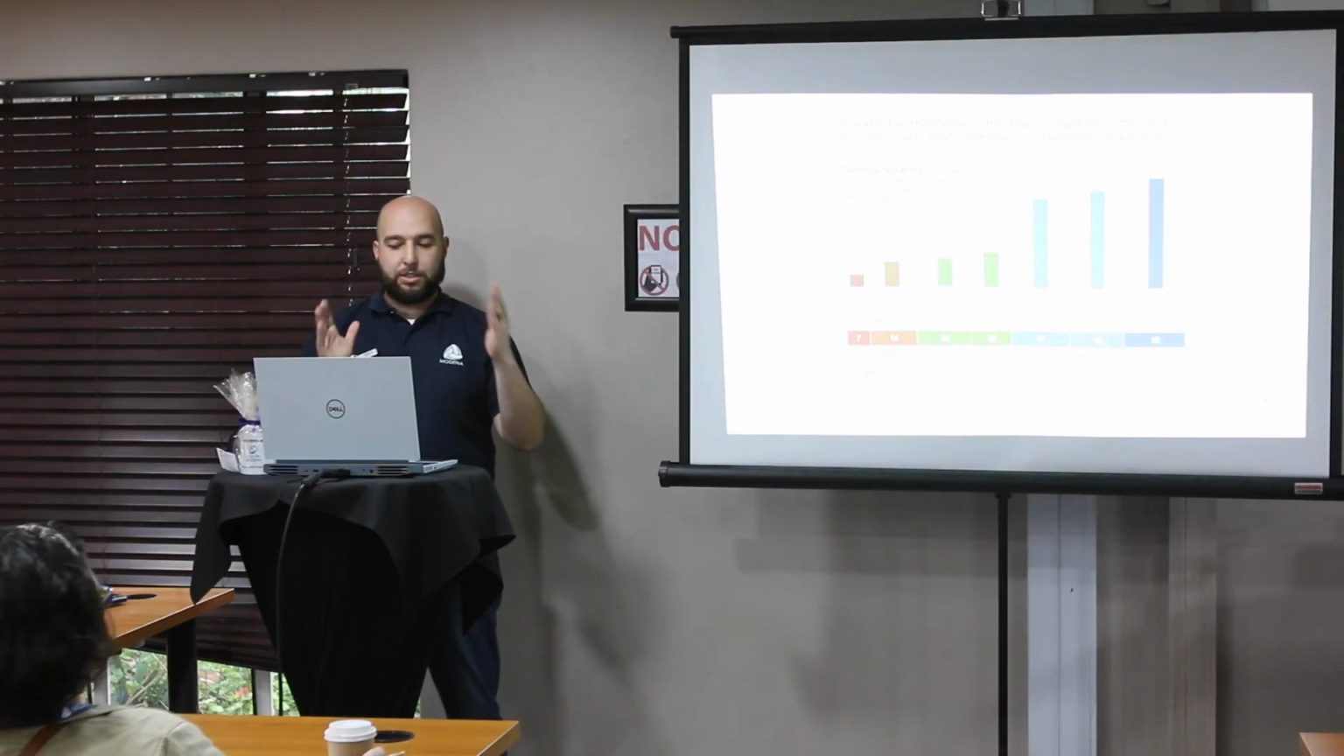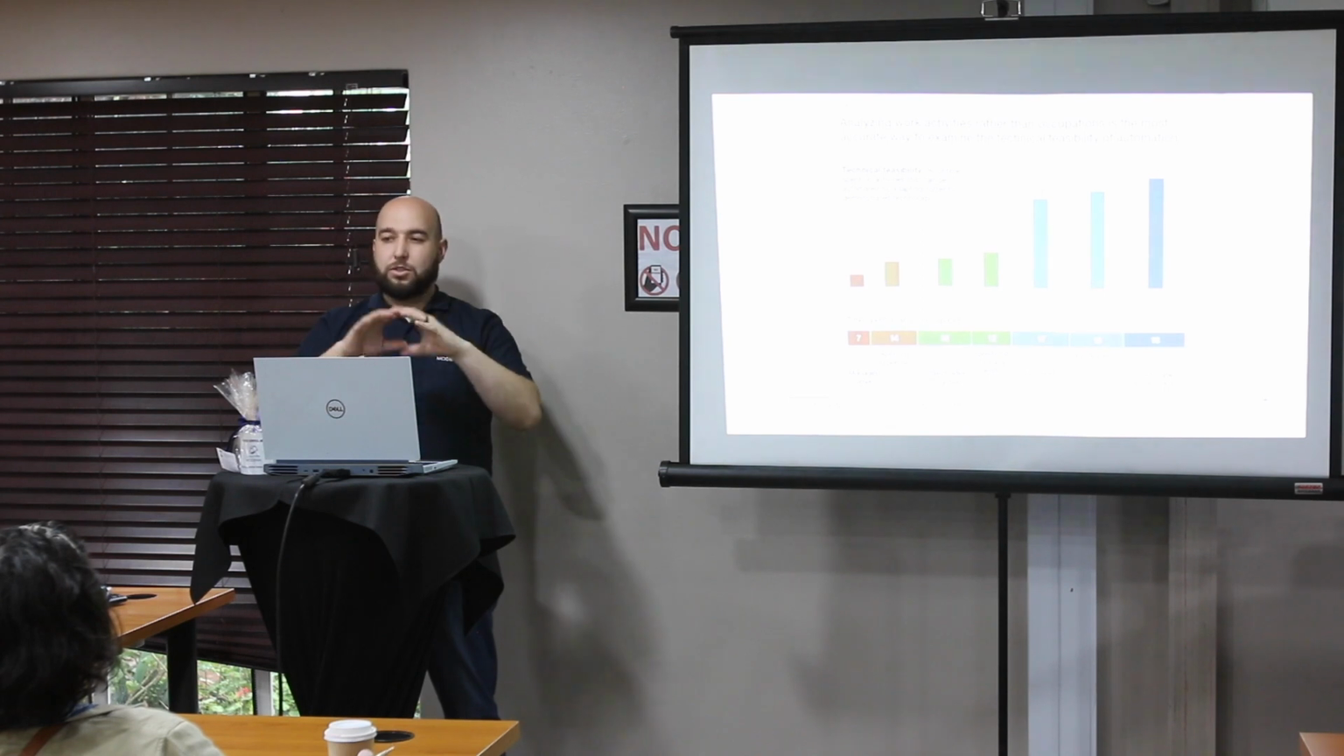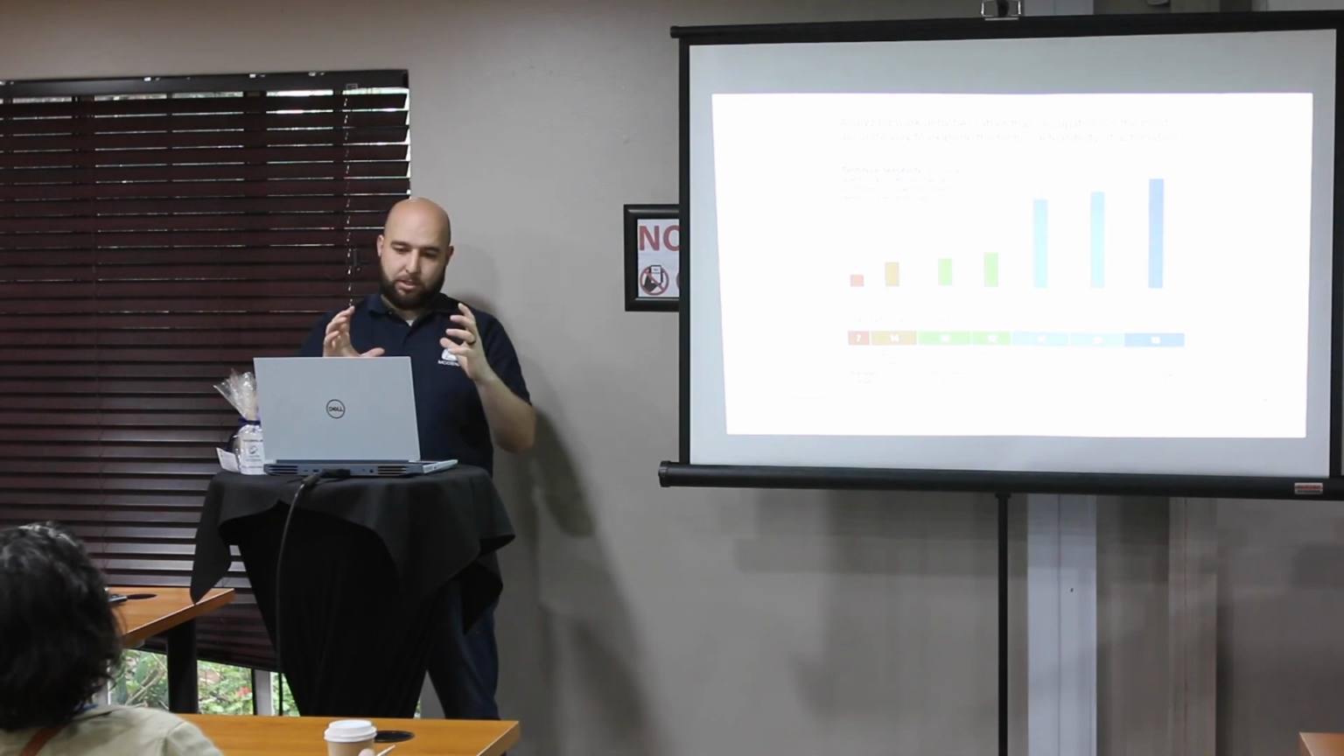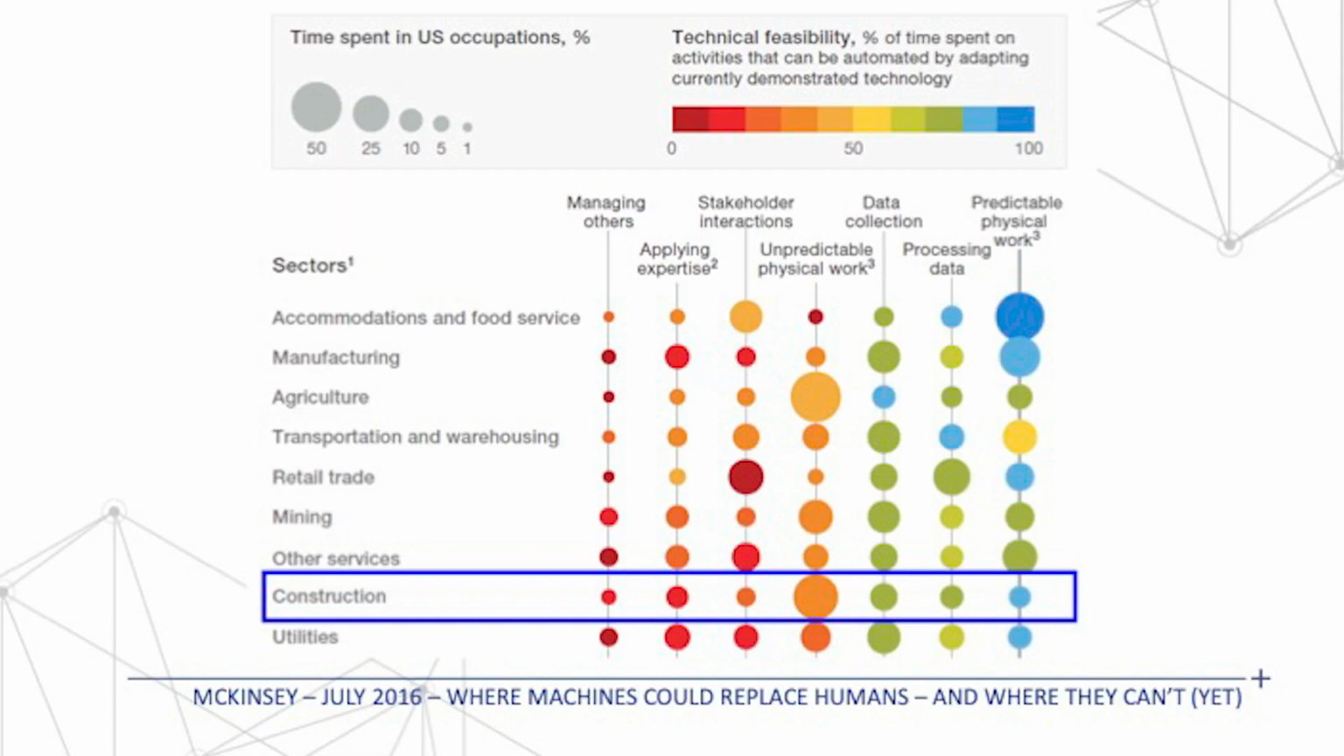Repetitive, it's predictable, it's not really going to change that quickly. So looking at this range, you can kind of see more or less where you're sitting, and this is not really focusing on the construction as such in this little graph. But if you look at what they did with construction, they put this into how this works and technical feasibility. So you can see the time spent in US occupants in percentage.